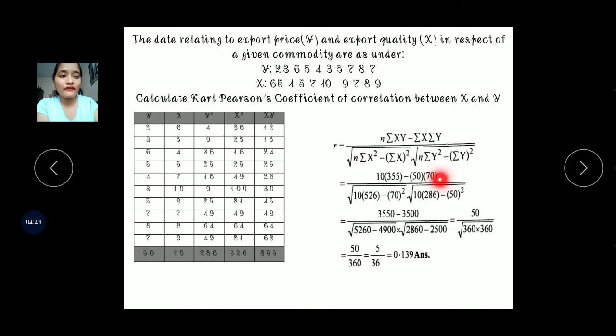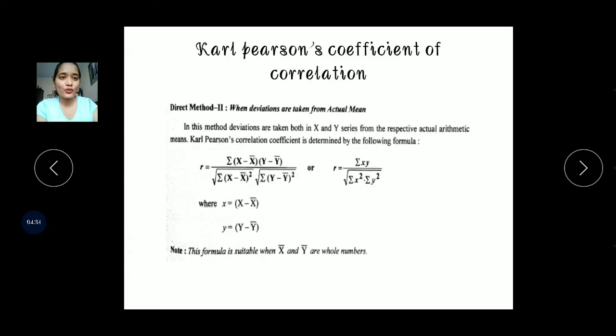Similarly, we'll find it for y and we'll calculate this value. It will come out to be 0.139. So that's how we find Karl-Pearson coefficient of correlation. Next method is direct method 2.